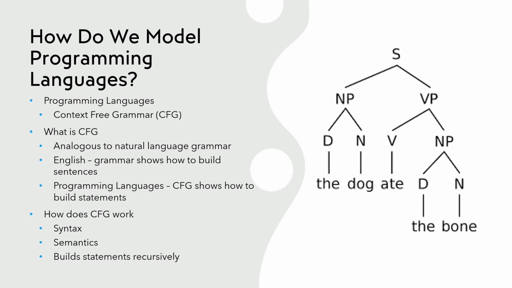Now, semantics, on the other hand, are the meaning of a program. They display what the program should do, how it works. And then these grammars are used to build statements recursively, and this is how you get programs. So on the right is an example of an English context-free grammar. At the top you have S, which is sentence, and then you have noun phrase, verb phrase, and so on. And then you go down until you have the dog ate the bone, and it builds a complete sentence.